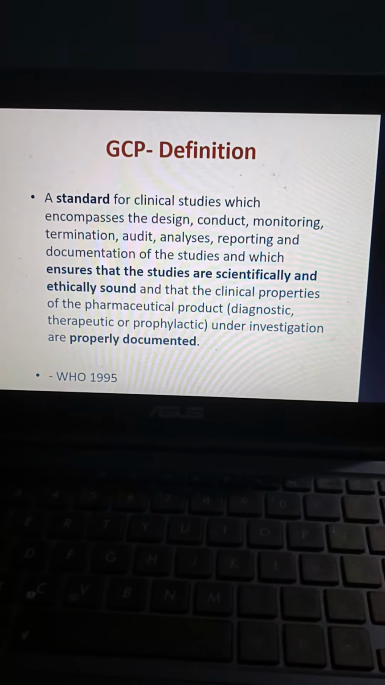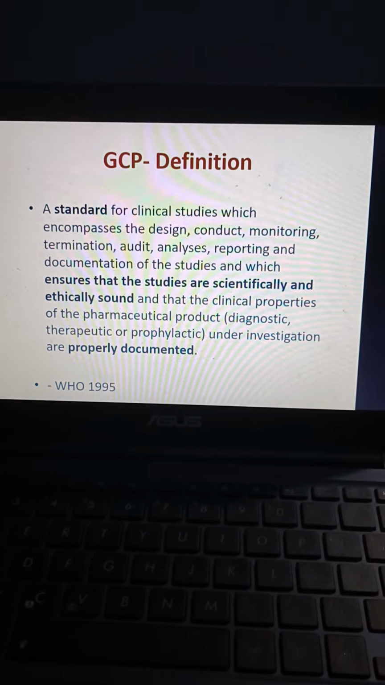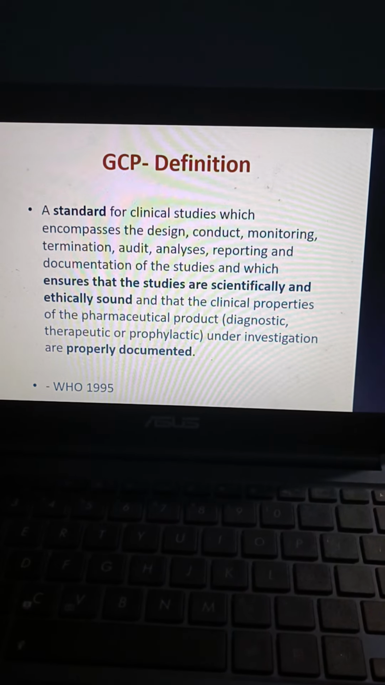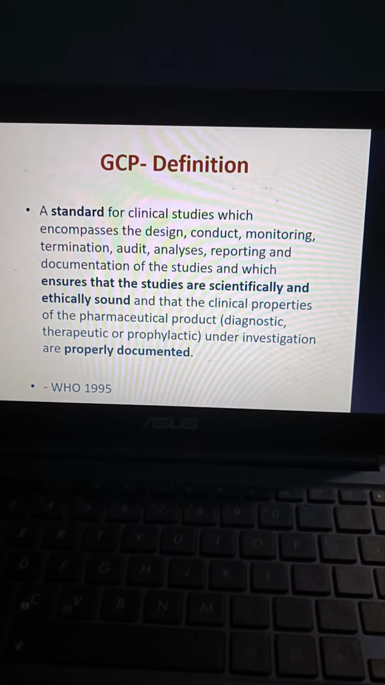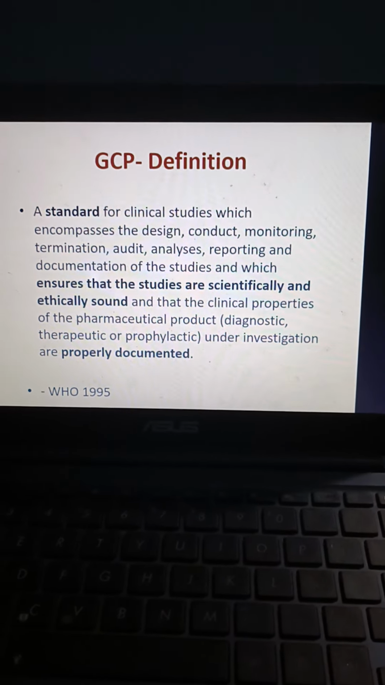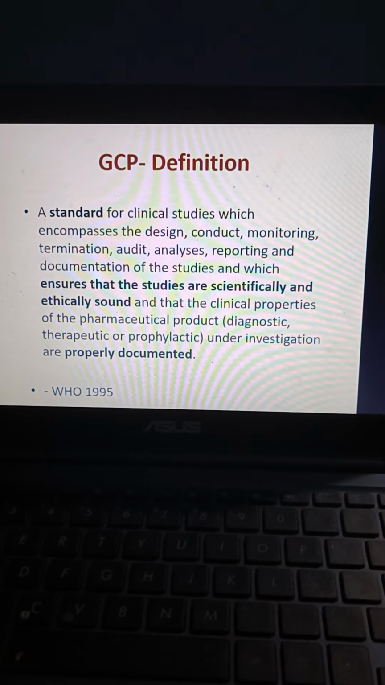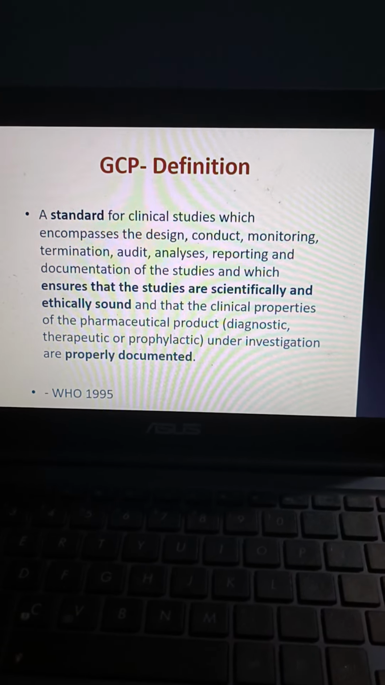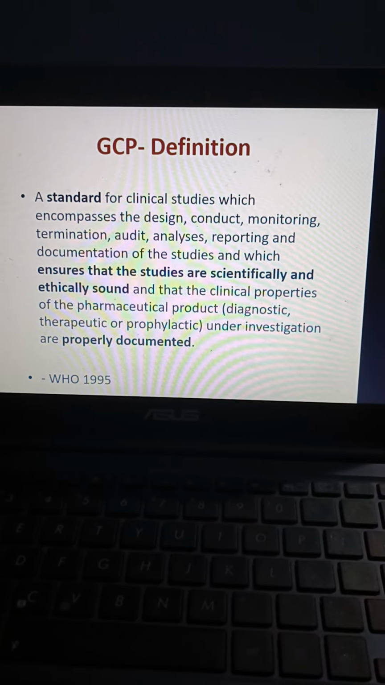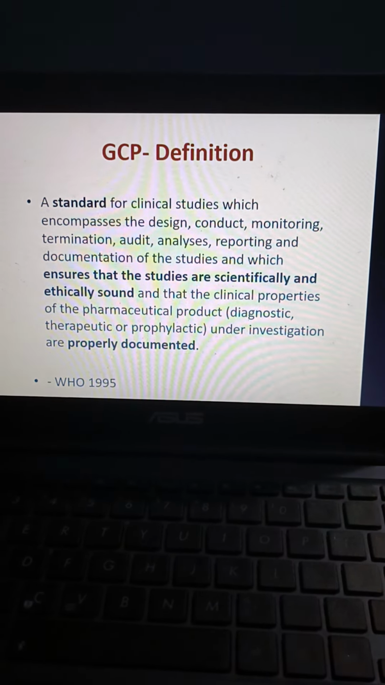Coming to the GCP definition by WHO in 1995, it is a standard for clinical studies which encompasses the design, conduct, monitoring, termination, audit, analysis, reporting, and documentation of the studies, and which ensures that the studies are scientifically and ethically sound, and that the clinical properties of the pharmaceutical product, diagnostic, therapeutic, or prophylactic under investigation are properly documented.